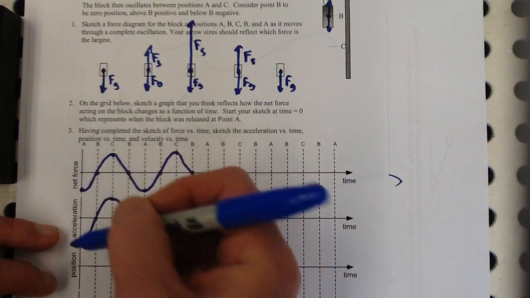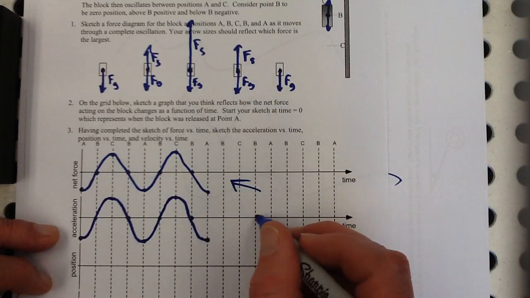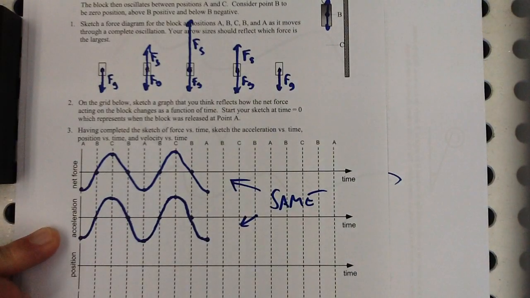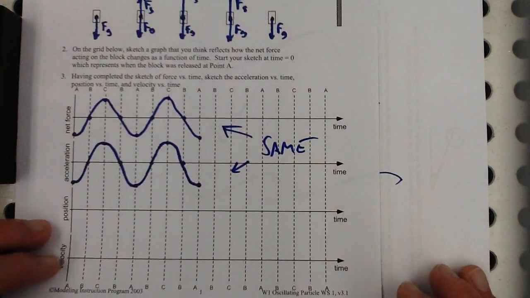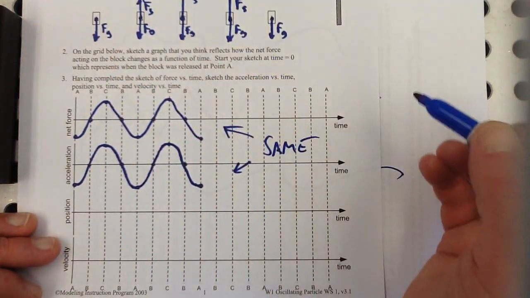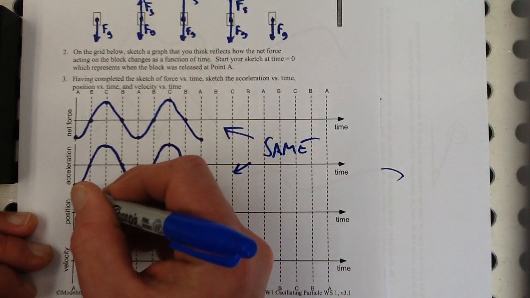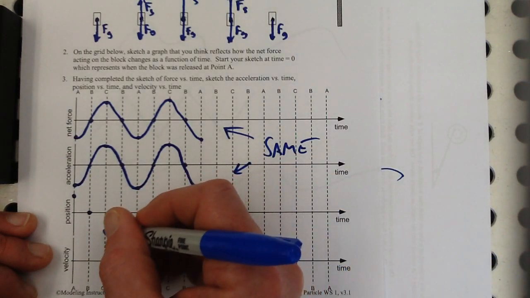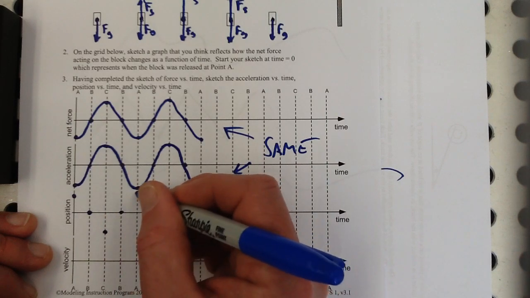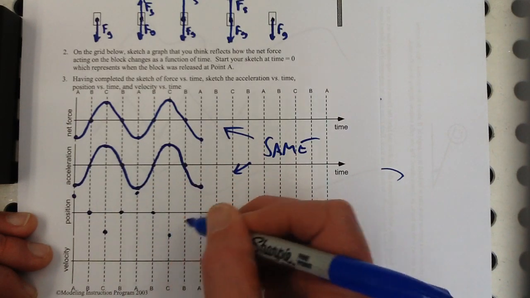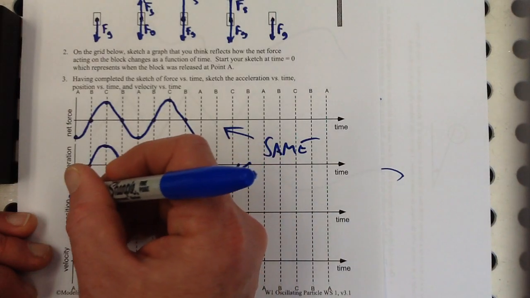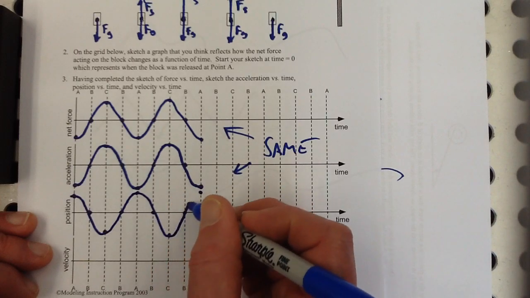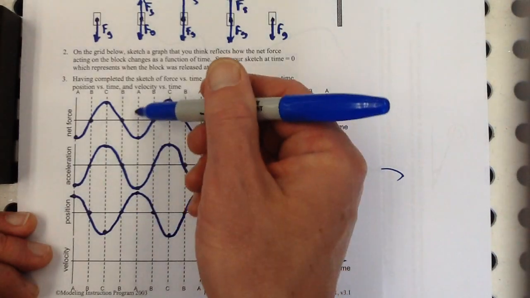So acceleration and net force are the same. I did 2 full cycles this time. And position, when we're at position A, that's maximum position. So if we take up to be the positive direction, position B is in the middle, and then position C is down there. So like that. And just like with the one we did on the last page, it's perfectly upside down of those.